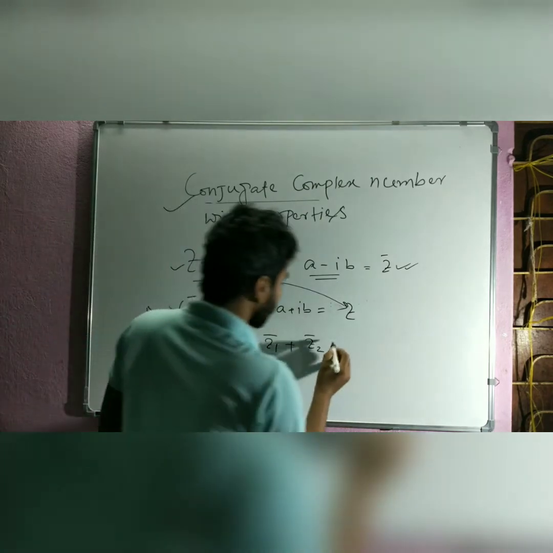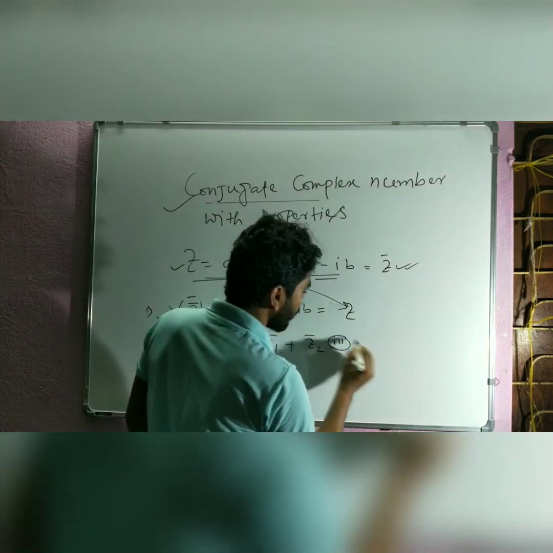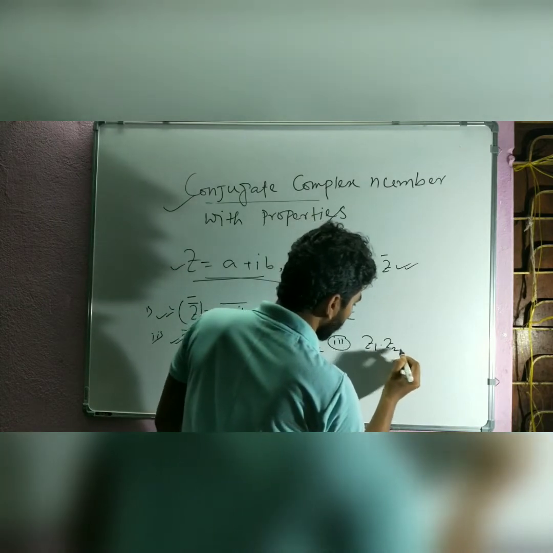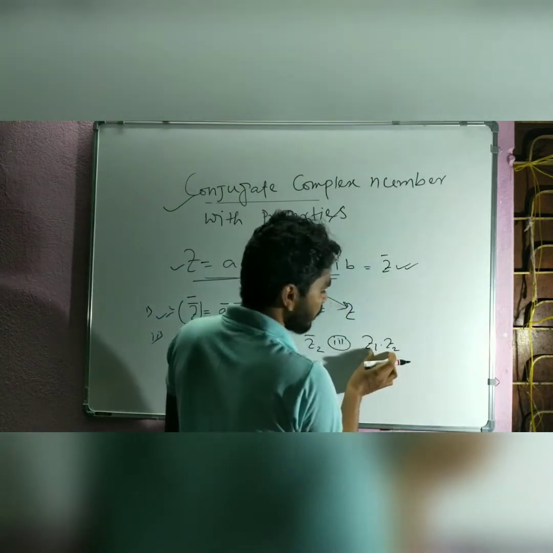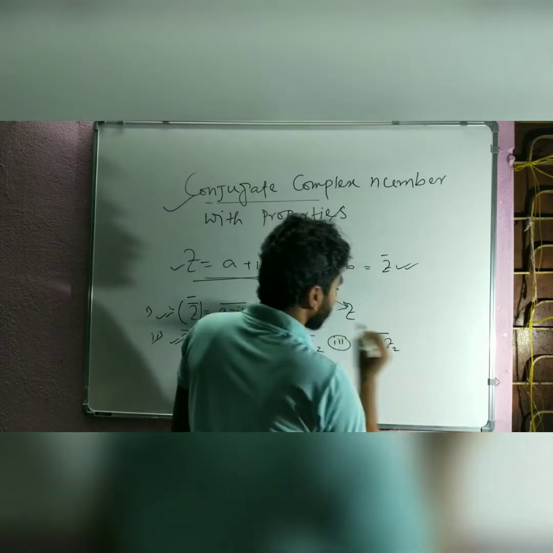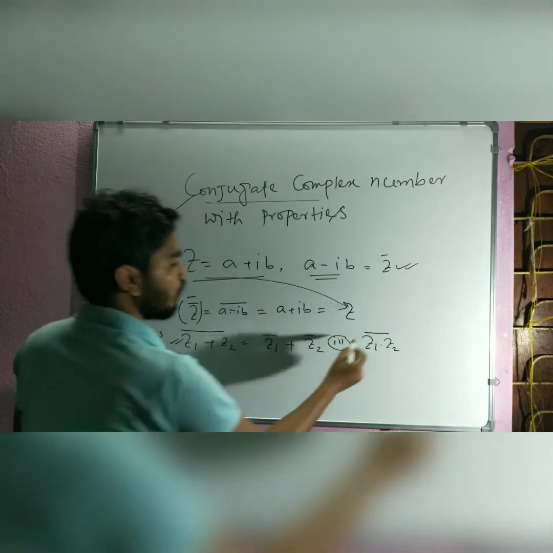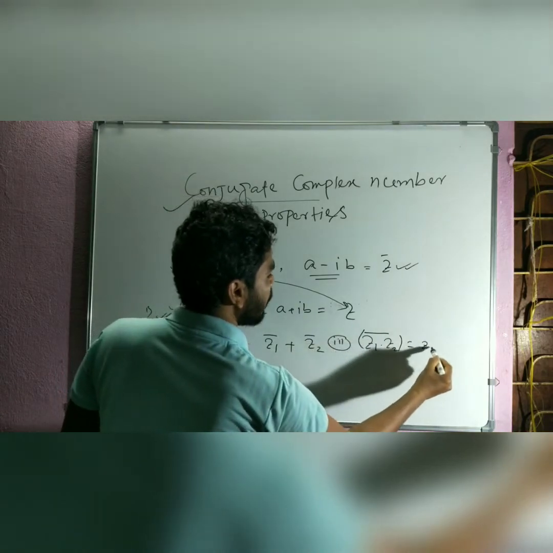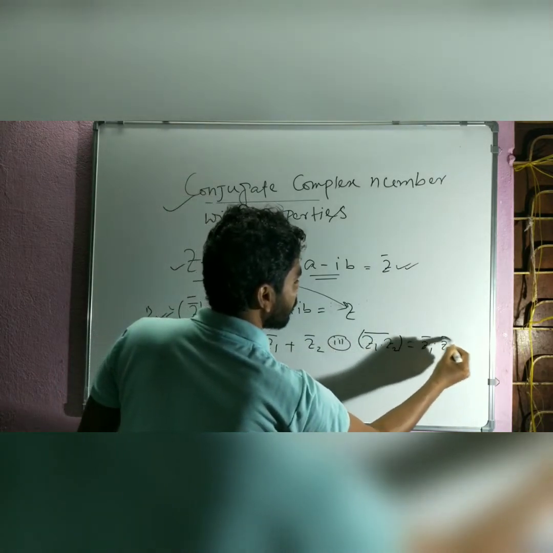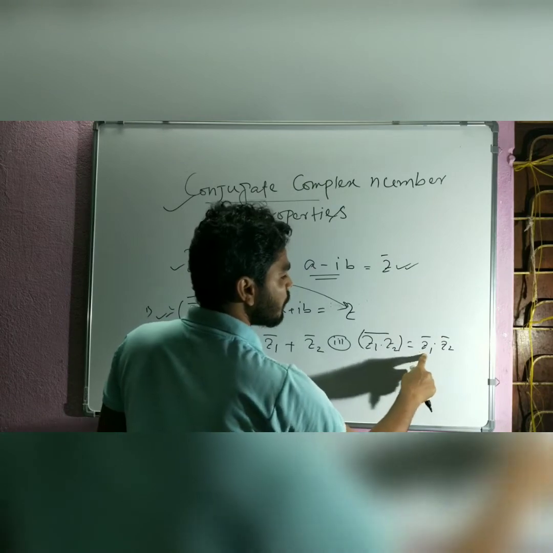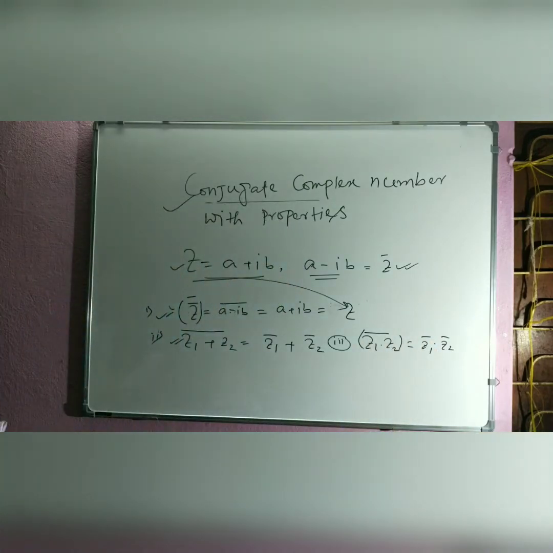Third property. Suppose z1 into z2, the multiplication of complex numbers. Then the conjugate equals z1 conjugate into z2 conjugate.